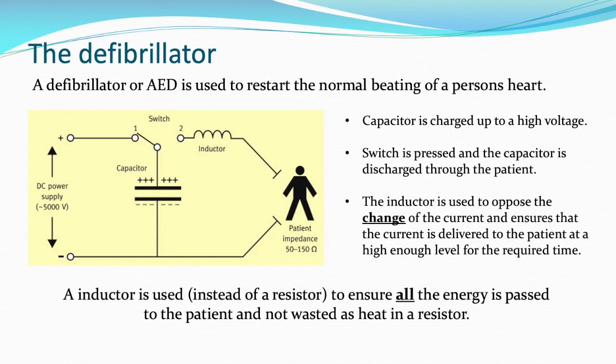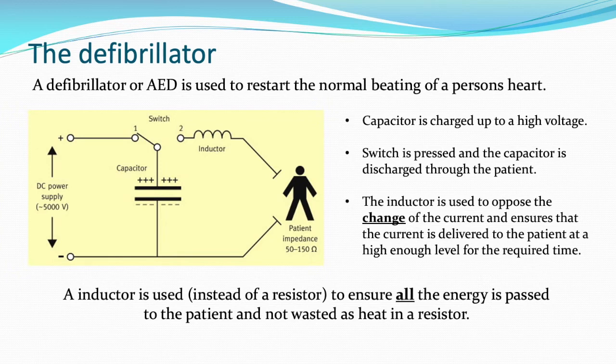So here's how it works. A battery along with a transformer is used to increase a DC power supply to around 5,000 volts. That 5,000 volts is used to charge up a capacitor when the switch is moved to position 1. Once the capacitor is charged, there's usually an indication from the machine that you have to stand clear. When you stand clear and move the switch to position 2, the capacitor discharges through the patient. Now, if there was only a capacitor there, it would discharge instantly through the patient.